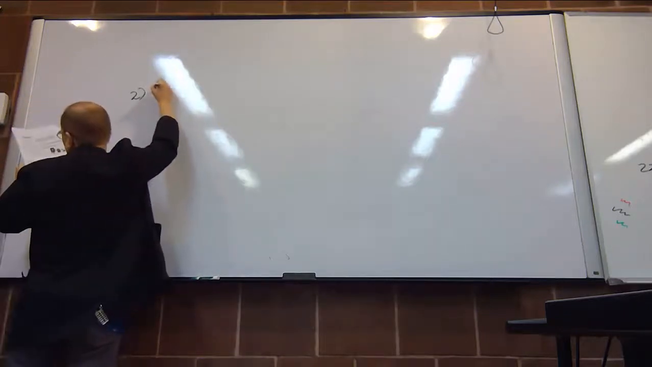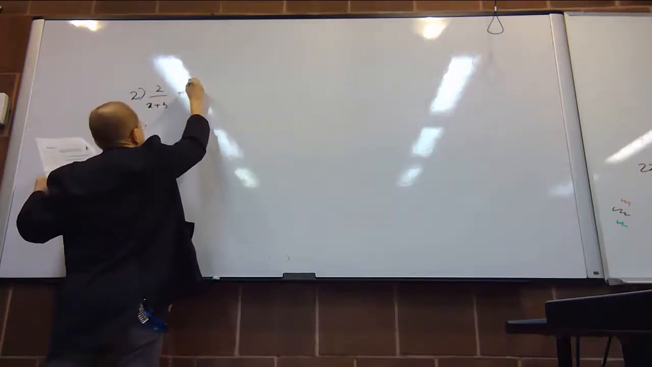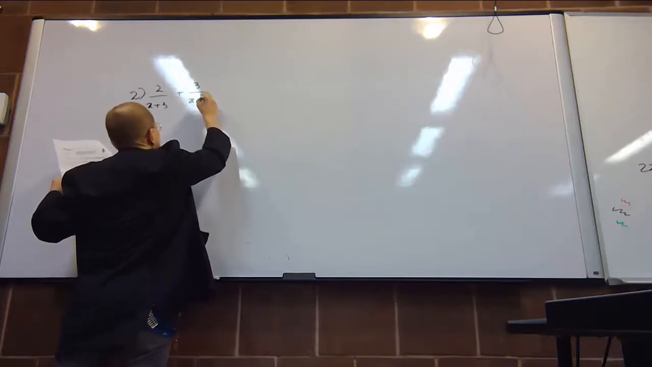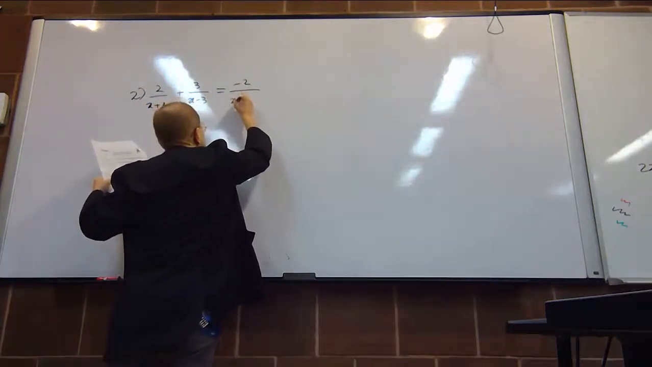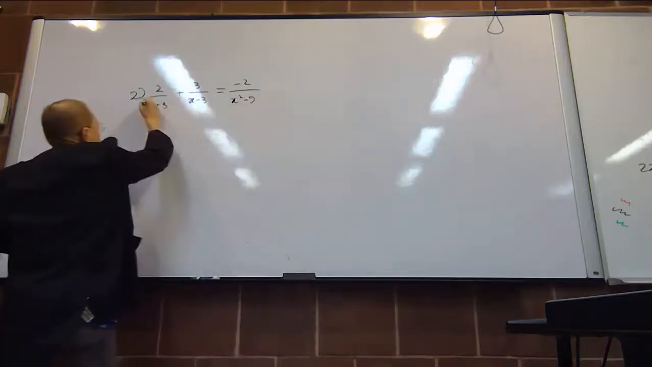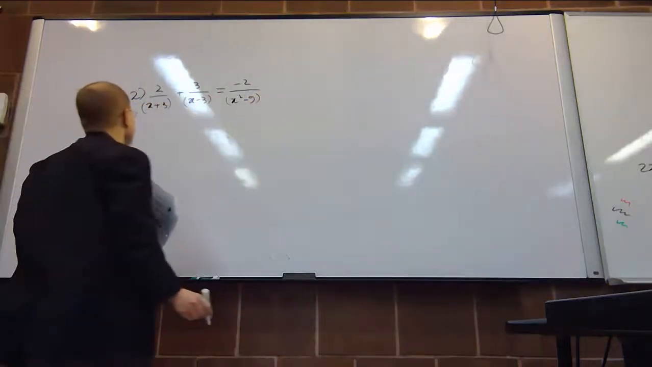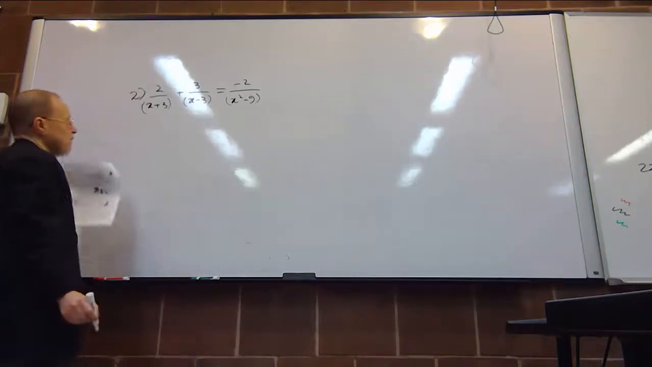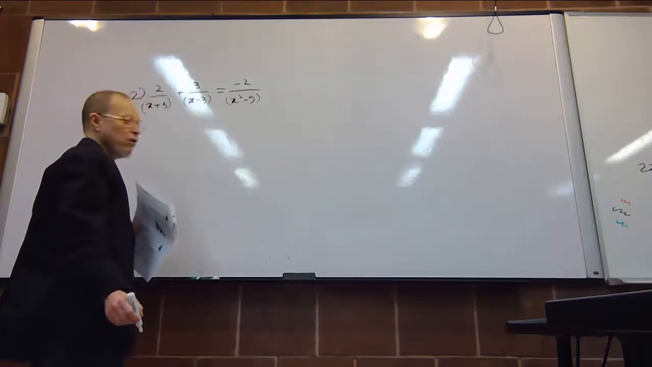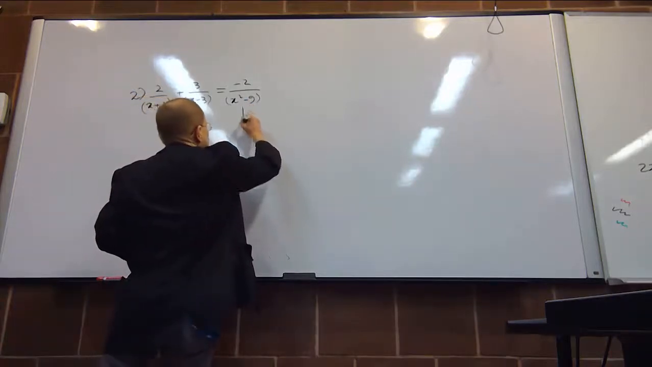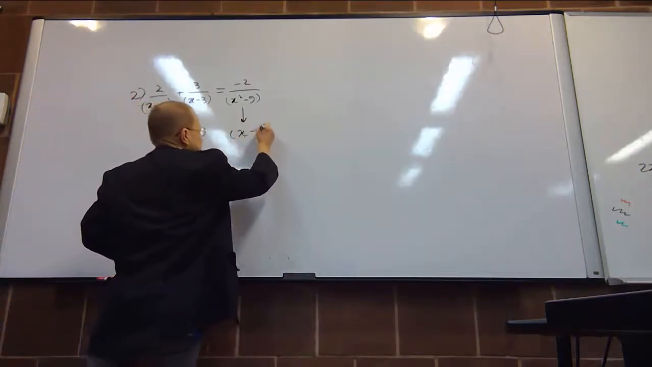So here we have 2 over x plus 3 plus 3 over x minus 3 is equal to negative 2 over x squared minus 9. What I'm going to do to keep things tidy is put things in brackets here so I don't confuse things. But we're going to do exactly the same thing in finding the lowest common denominator that we did in the past when we were looking at expressions. So we're going to factor the things that can be factored. And indeed, x squared minus 9 can be factored because it's the difference of two squares.